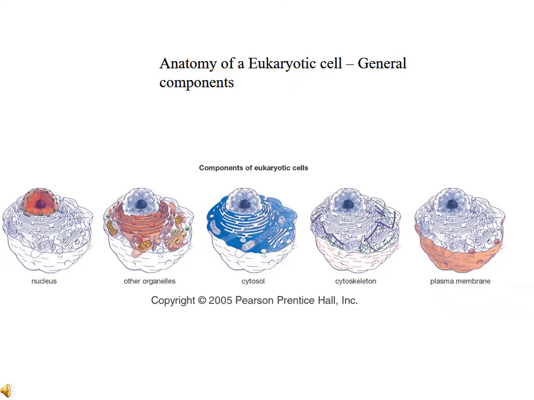These membrane-based substructures, or organelles, are floating within a fluid called cytosol, and immersed within the cytosol is a network of fibers and tubules called cytoskeleton, and surrounding everything is a plasma membrane, basically holding the cell together.